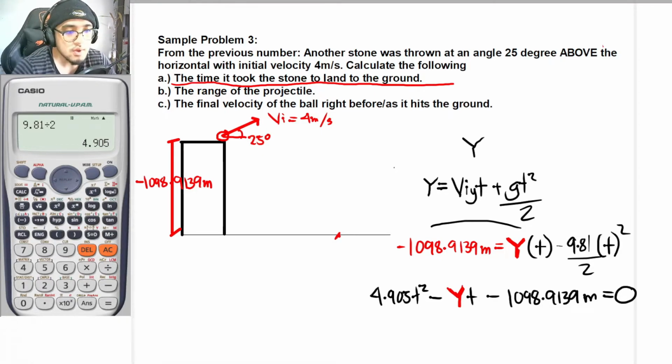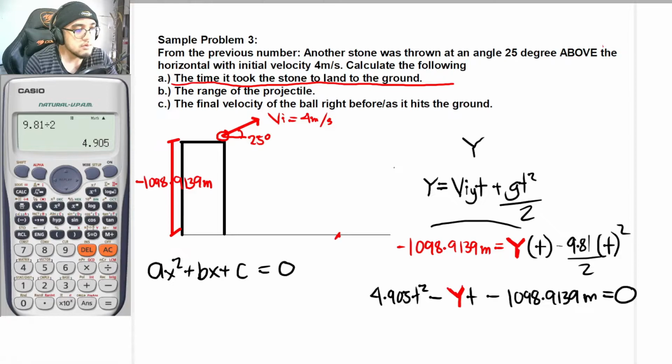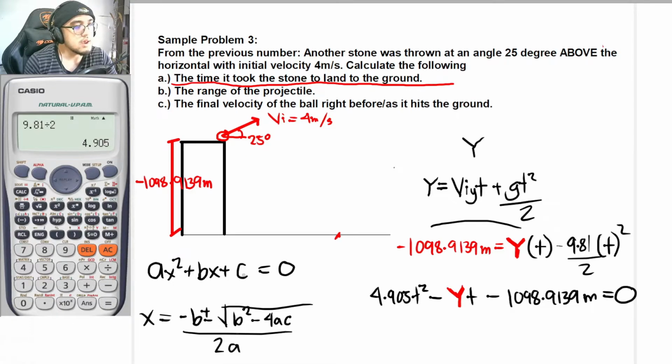Okay, so with that, we can once again make use of the quadratic equation. So for our quadratic equation, given, let's say, ax squared plus bx plus c equals 0, x is equal to negative b plus minus the square root of b squared minus 4ac divided by 2a. As you can see, plus minus means that we will have two answers here.